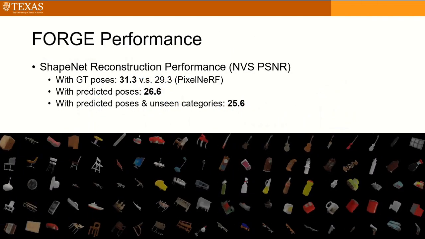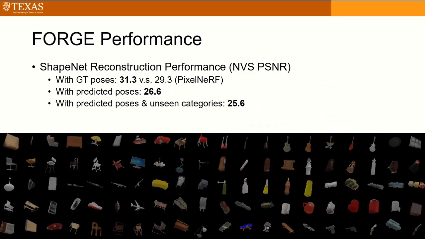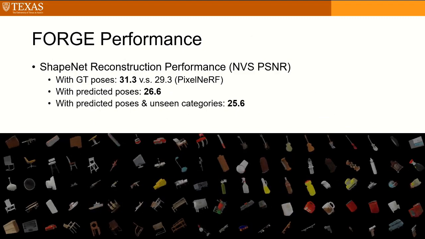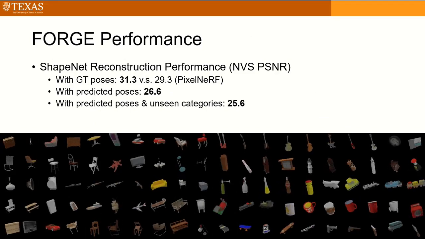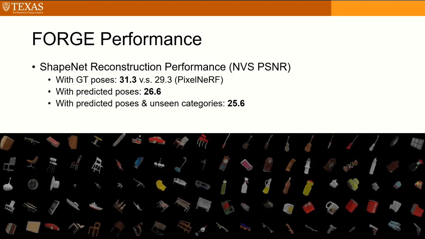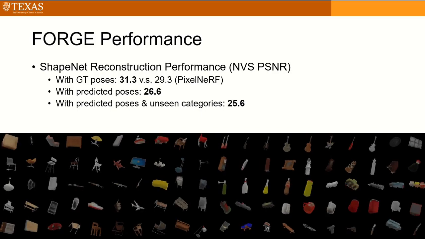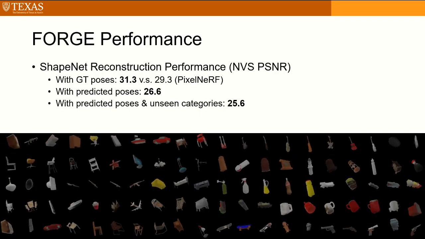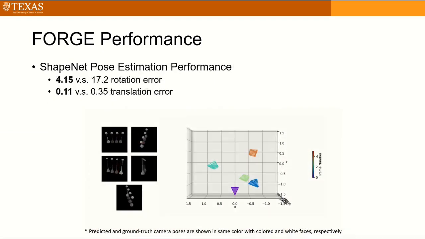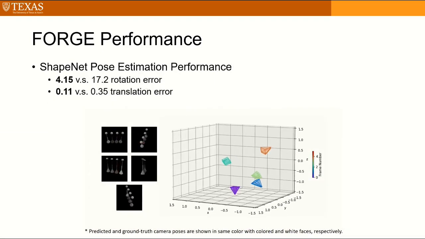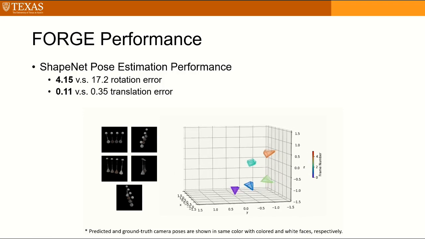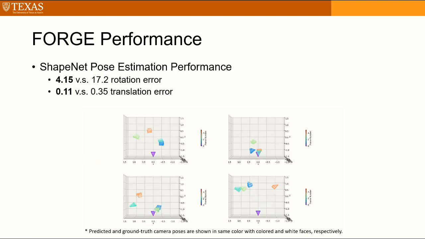On ShapeNet, our method Forge demonstrates better performance compared with prior works using ground truth poses. The performance with predicted poses is also reasonably good, where we show some visualization results. Besides, the model generalizes to unknown categories with a very small performance gap. Forge also achieves better pose estimation accuracy, reducing both rotation and translation errors by a large margin. We show visualization below.